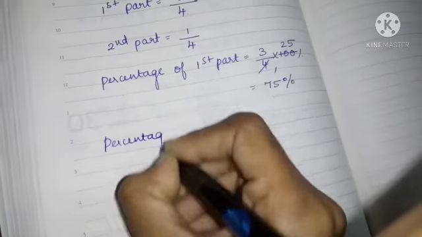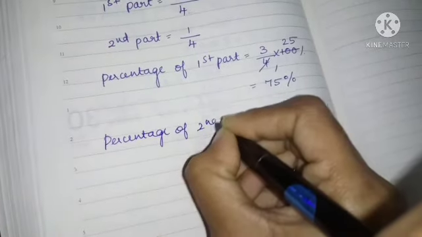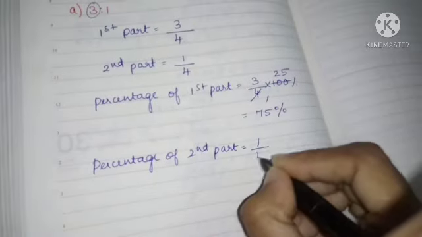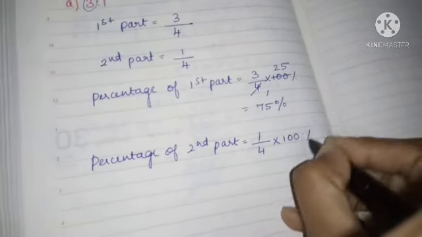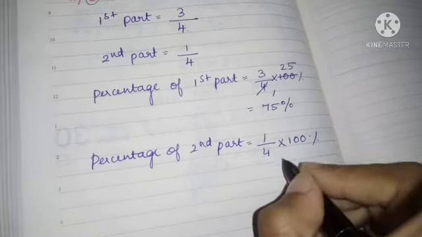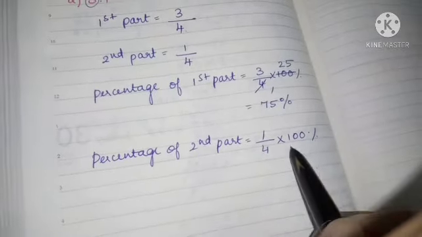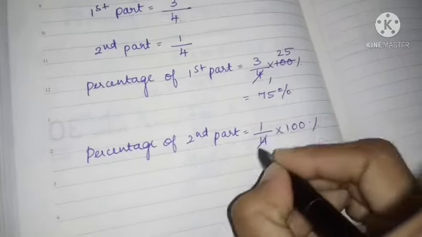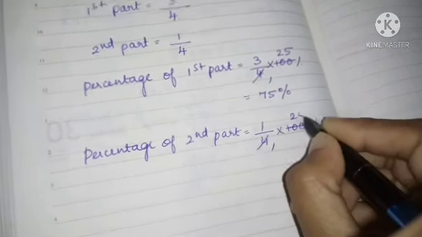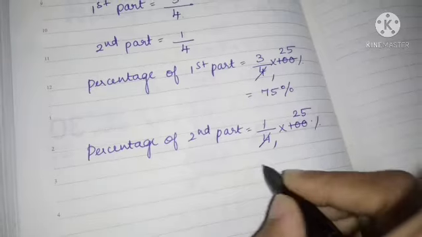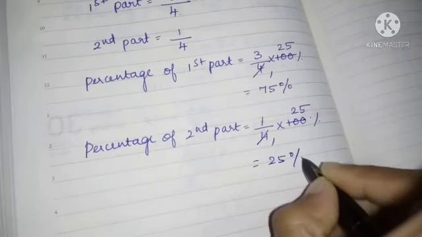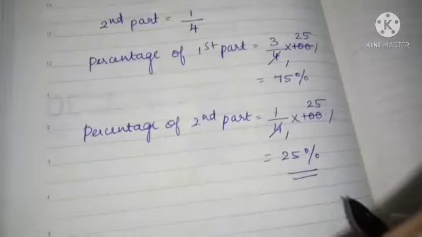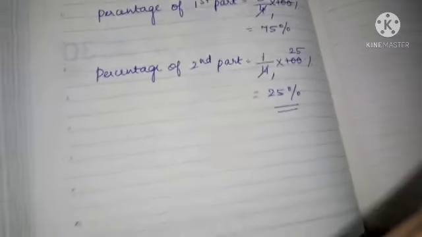Next, percentage of the second part. What is the second part? 1 by 4 into 100%. Correct? 1 by 4 is the second part into 100%. So you will convert it into percentage. 4 ones are 4, 4 25s are 100, 1 into 25, 25%. So you got the second part percentage as 25%.